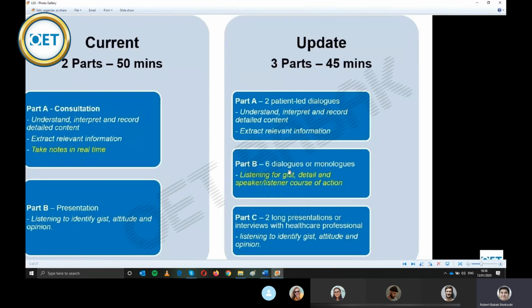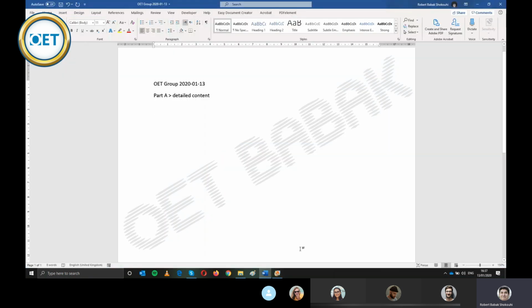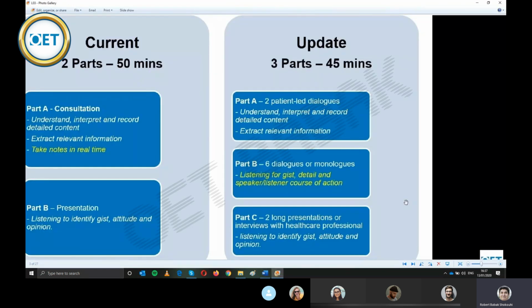In part B, which is 6 dialogues or monologues, we listen for gist, detail, and speaker or listener course of action. And what does that mean? Course of action, I'll give you an example. Two speakers talk about something and they agree to do something. And it asks you what the two people are going to do next. That's an example.